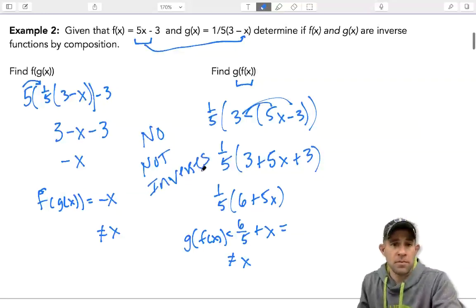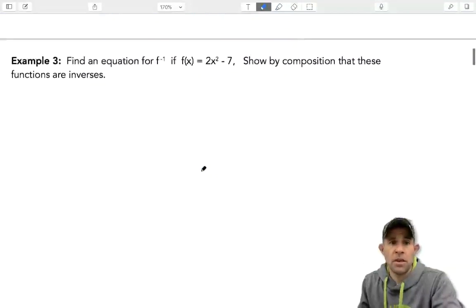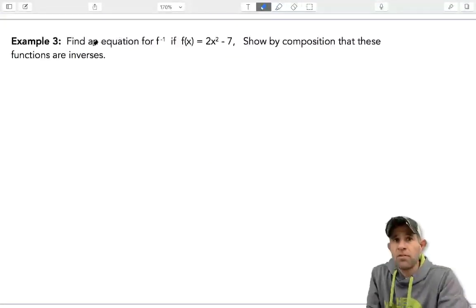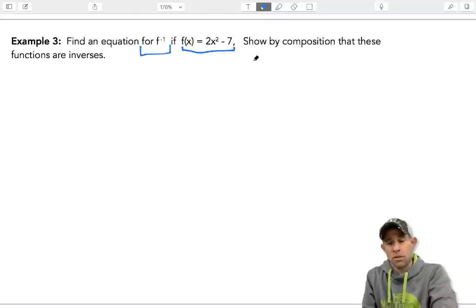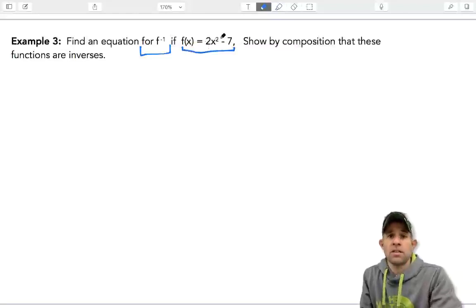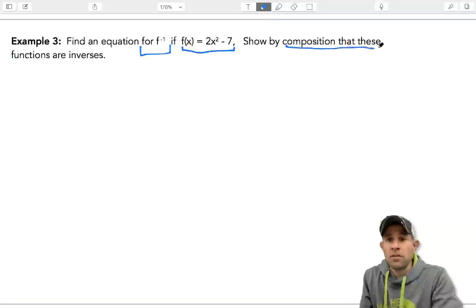All right, let's take a look at example 3 here. Now we want to find an equation for the inverse function if the original function we have is f of x equals 2x squared minus 7. We want to then show by composition that these functions are inverses.